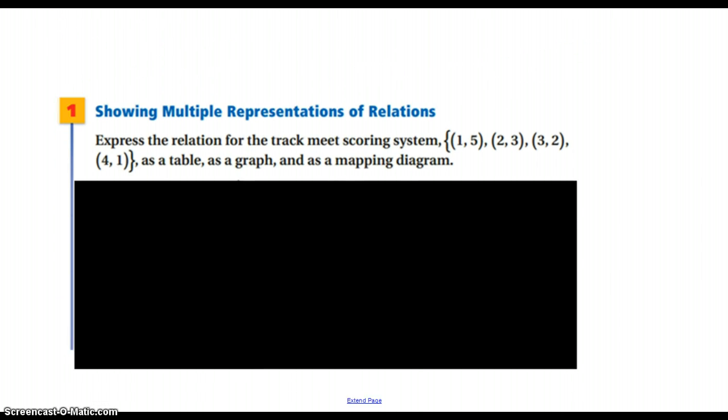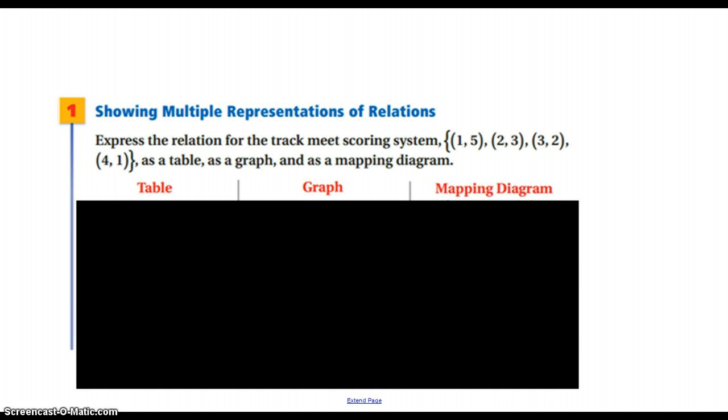So relations can also be shown in tables, graphs, or mapping diagrams, and I'm going to show you an example of all three. We're going to take the same track meet scoring system here, with all the same points that we were just talking about: (1, 5), (2, 3), (3, 2), (4, 1). This is what they would look like as each thing.